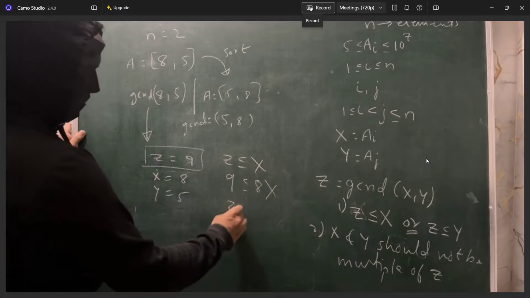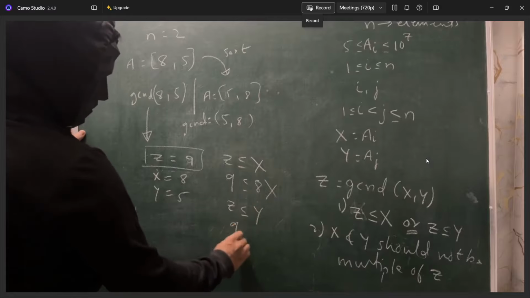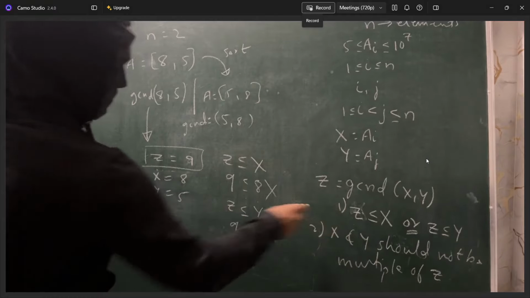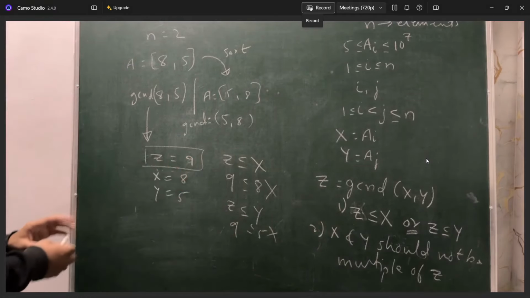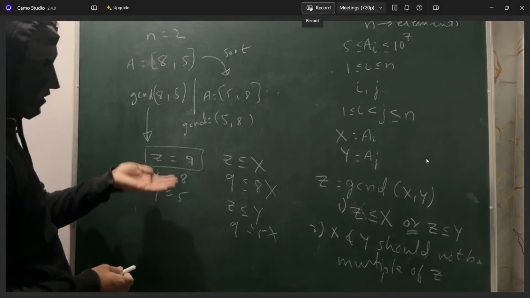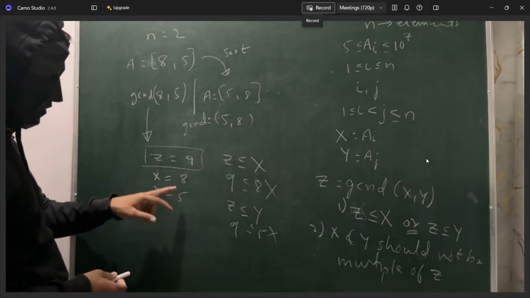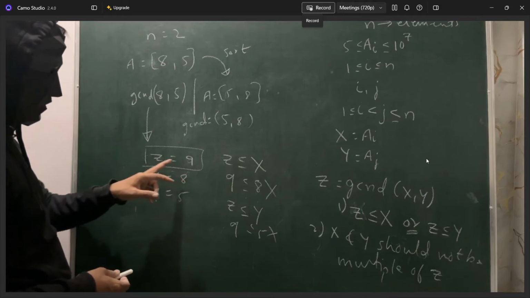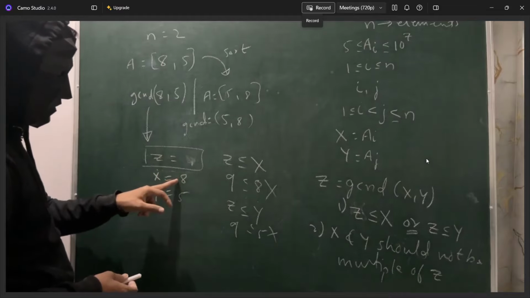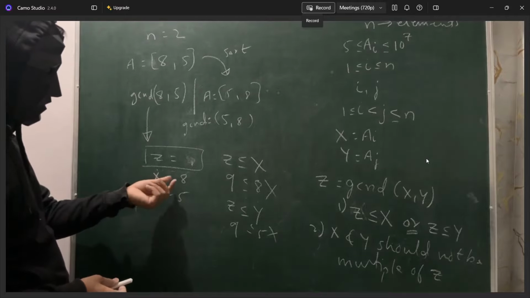Let's try to take the second condition. So z is 9, y is 5. This is also not true. So the first condition is not satisfied, and taking 9 is not a valid GCND. So z having more than these two is not a valid one. That's why we'll have to take lesser. 8 we have taken, it is not valid because 8 is a multiple of 8.